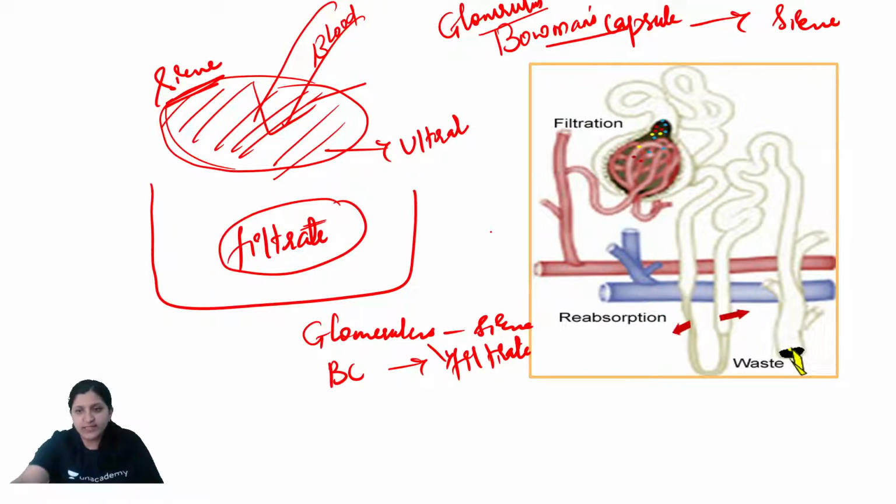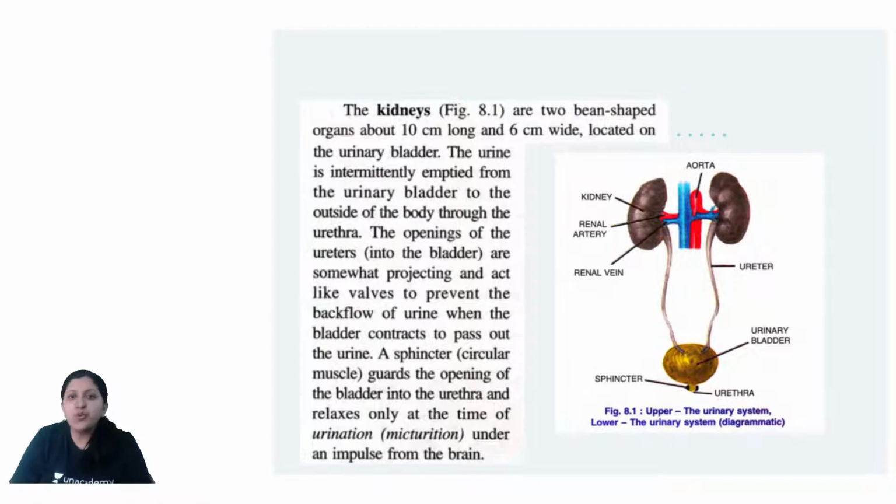Let's have a look at this now. This is the process. As you can see, reabsorption, the waste is generated. We will see the structure first and then you will clearly understand. Kidneys are two bean-shaped organs, and you can see this cap-like structure, which is the adrenal gland here. Each kidney is about 10 centimeters long and about 6 centimeters wide.